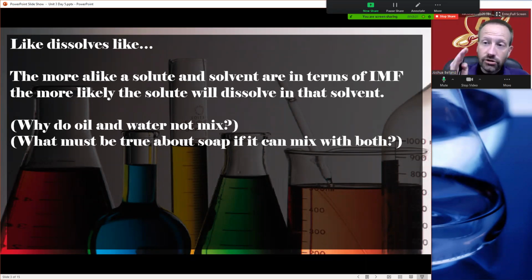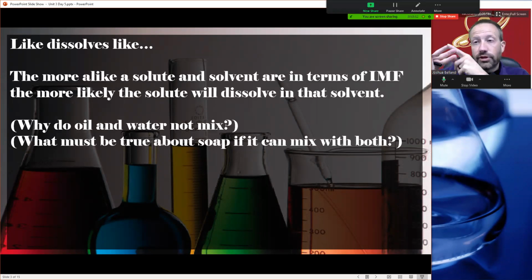What you need to understand is that's just a little shortcut way of saying the more alike the solute and solvent are in terms of their intermolecular forces, the more likely the solute will dissolve in that solvent. Okay, so a reminder of the intermolecular forces: hydrogen bonding, dipole-dipole, London.